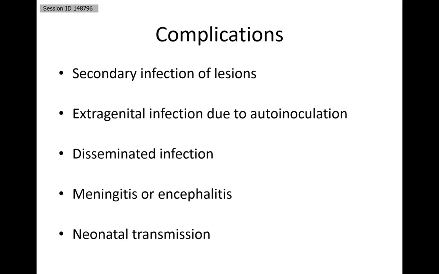Some complications associated with HSV is going to be secondary infection of the lesion. So these lesions are open and they can get infected with a bacterial infection if the patient is not taking care of the lesion and cleaning it and protecting it from bacterial infection. They can also auto-inoculate, so if they're not as clean, they can reinfect another part of their genitalia as well. HSV can also be associated with some disseminated infections such as meningitis or encephalitis, or even neonatal transmissions, but we will not be talking about that today.